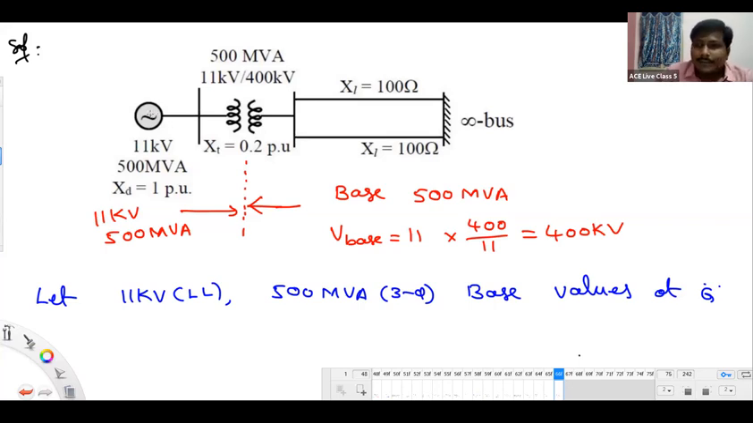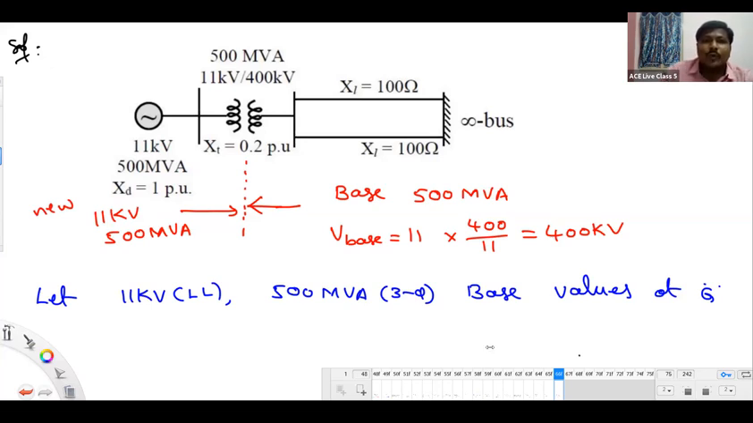Now, is it required to change this generator reactance? No, because old base 11 kV 500 MVA, new base is also 11 kV 500 MVA. What about the transformer? Is it required to modify the transformer reactance? No. You take it on the primary side if you want.